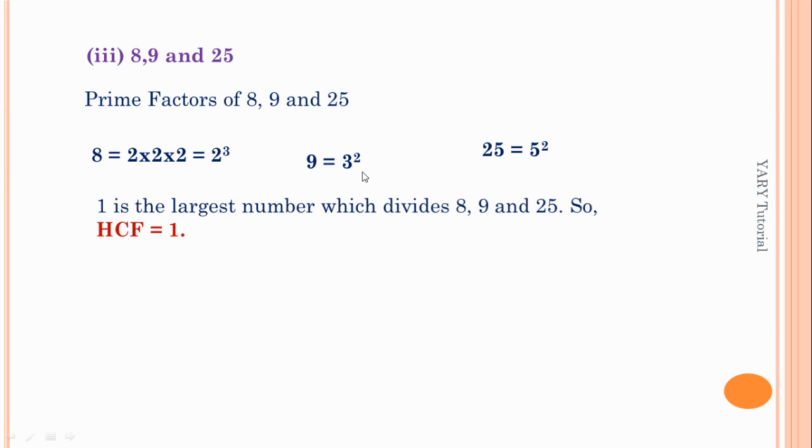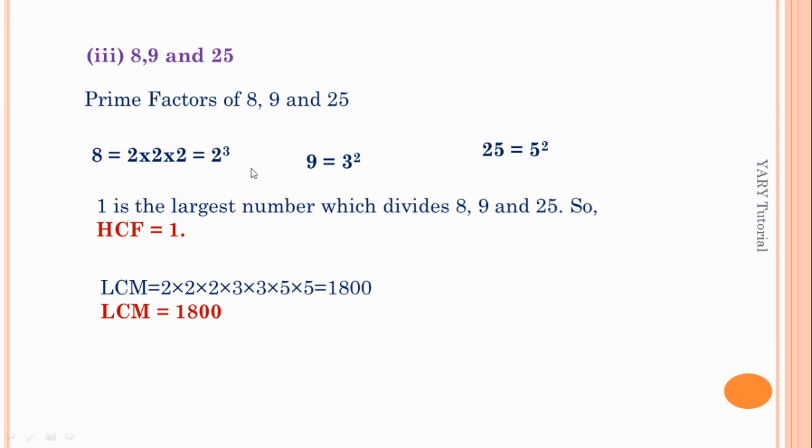Here also we don't have any common factor other than 1. Even though we have not written 1 over here, it means it has 1 as a common factor. It can't have 0 as the highest common factor. Invisibly, it means 1 is a common factor in all these numbers. So 1 is the largest number which divides 8, 9 and 25. Therefore, our HCF is 1.